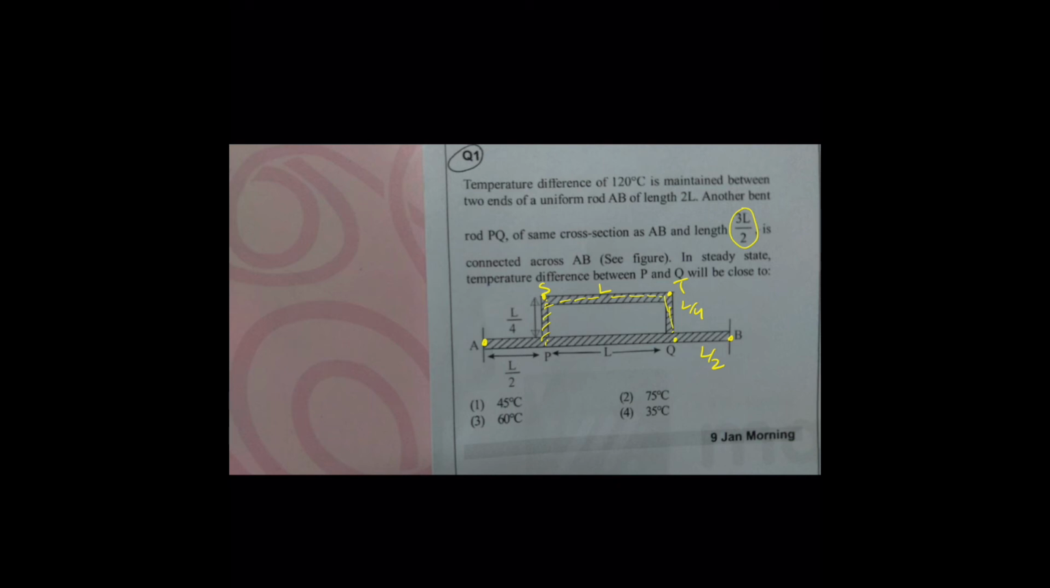So again, you can reconfirm it. If the entire length is 3L by 2, you can subtract L by 4 and L by 4, and again ST will come as equal to L only. And it is connected across AB, no problem over there. In steady state, the temperature difference between point P and Q will be close to... So you're supposed to find the temperature difference between point P and Q.